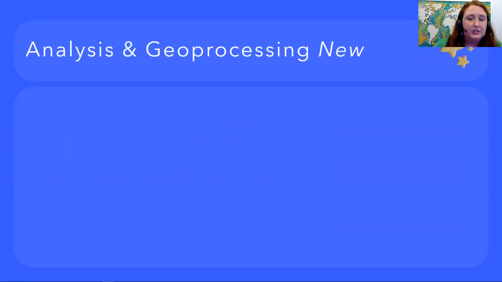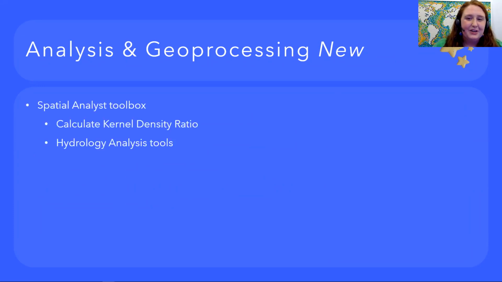There's also been some additions to analysis and geoprocessing tools, some new features that didn't exist before that we're pretty excited to share. The first are the changes to the Spatial Analyst toolbox, two new sections of tools added here. The first is the Calculate Kernel Density Ratio tool, which calculates a spatially relative risk surface using two input feature data sets.